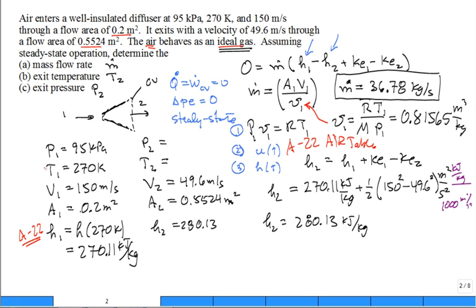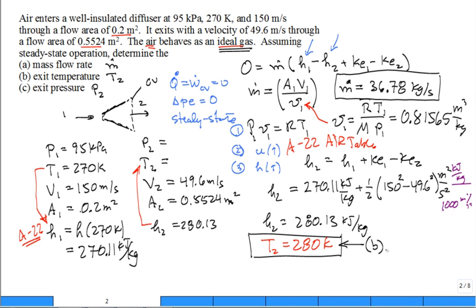I now know what H2 is, 280.13. Just like before, where we used T1 to get H1, I'm going to use H2 to get T2 in table A22. So we flip through table A22 and we say, somebody made up this problem, because to 5 significant digits, that number is perfect in the table. And it turns out that T2 is 280 Kelvin. So it's a made-up problem. That's nice, so we don't have to interpolate. But if it fell in between, we just have to do a little interpolation. True? Okay, so what did the temperature do when it went through that diffuser? The temperature went up.